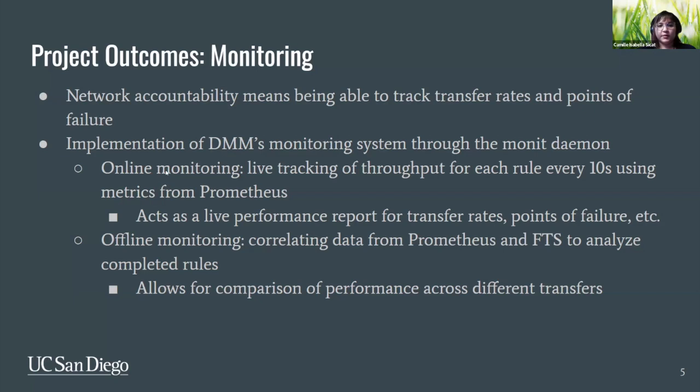And as for offline monitoring, this function correlates data from completed transfers using metrics from Prometheus and FTS to analyze completed rules. So basically we can see expected versus actual throughput and what specific stages of transfers failed. This allows us to compare different transfers from the same or different locations, and see overall performance.